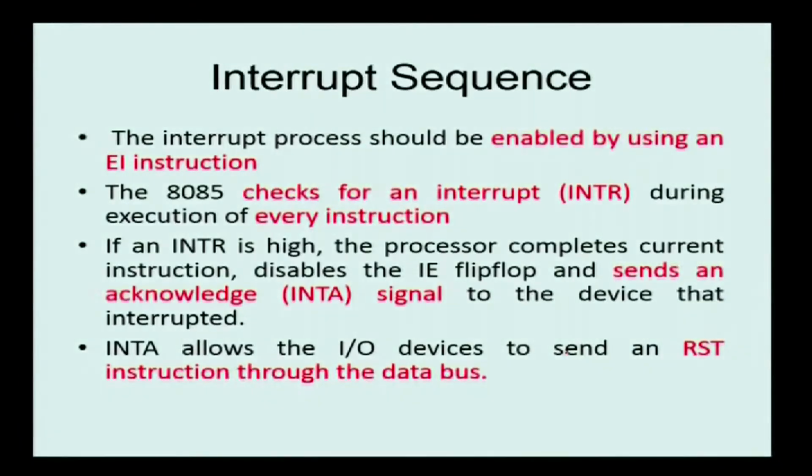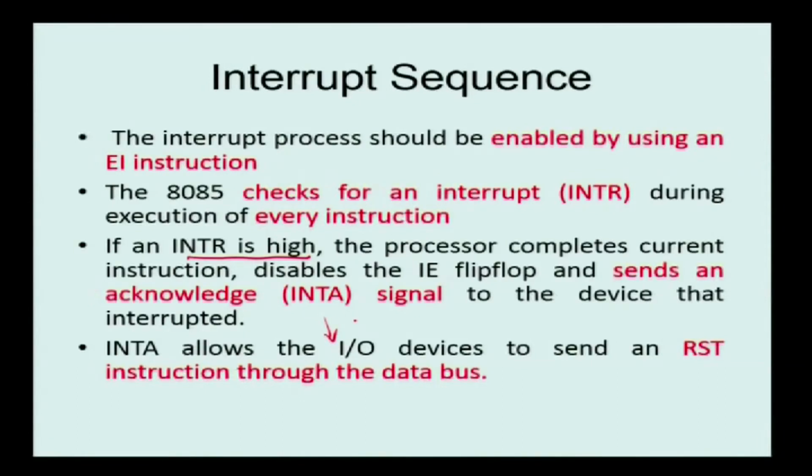In the third step, the processor identifies whether the INTR is high. If the INTR is high, it completes its current instruction, then disables the interrupt enable flip-flop, then sends the INTA. So it performs 3 tasks: first it completes the current work, then disables the interrupt enable flip-flop, then only it sends the interrupt acknowledgement signal. This signal is connected to the IO device.